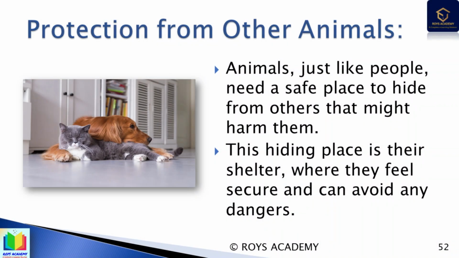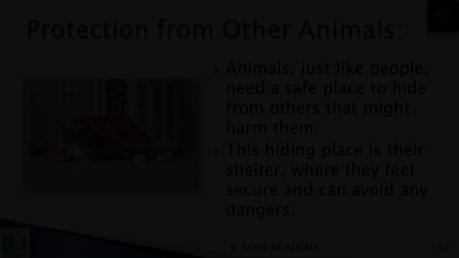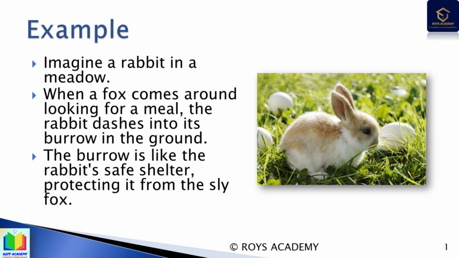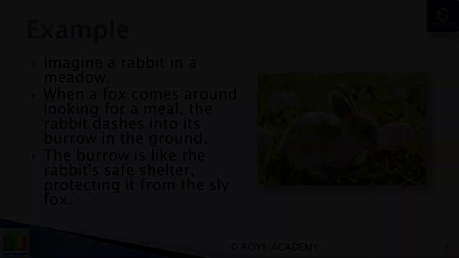2. Protection from other animals. Explanation: animals, just like people, need a safe place to hide from others that might harm them. This hiding place is their shelter, where they feel secure and can avoid any dangers. Example: imagine a rabbit in a meadow. When a fox comes around looking for a meal, the rabbit dashes into its burrow in the ground. The burrow is like the rabbit's safe shelter, protecting it from the sly fox.